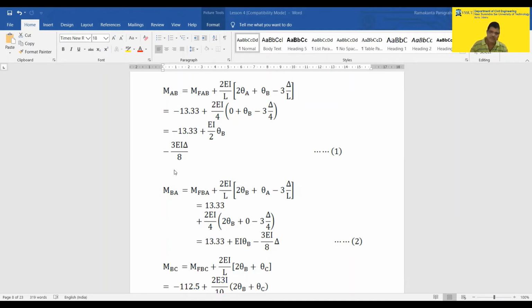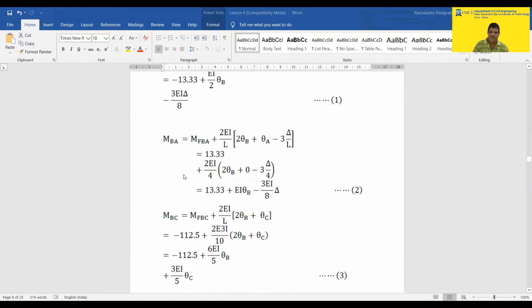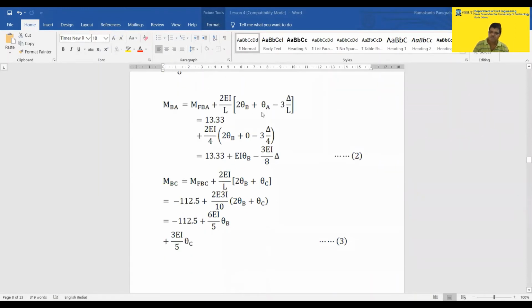So we can put MAB is equal to. Write the equations, put the values, and find the equation. This is equation number 1. Similarly for MBA, write all the values. Theta A is equal to 0, theta B is there, delta is there. We can write the values.